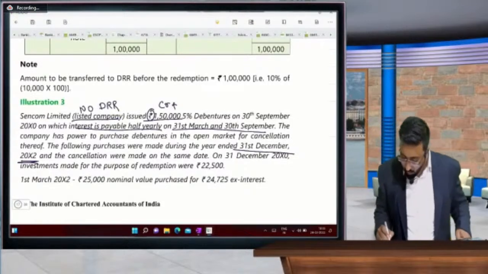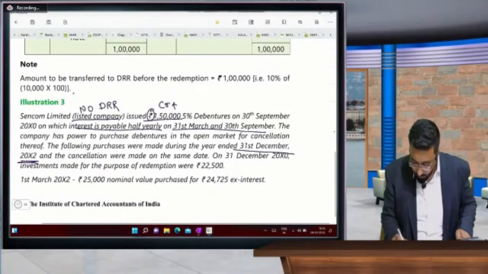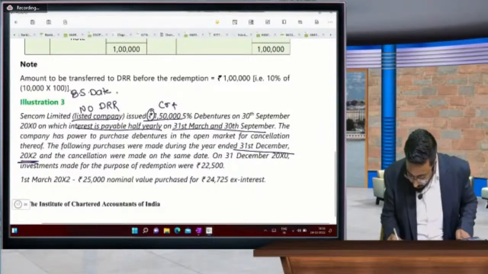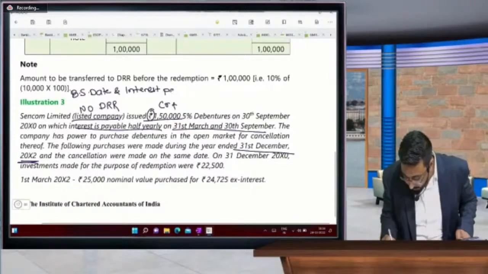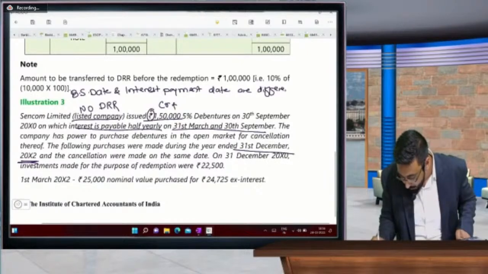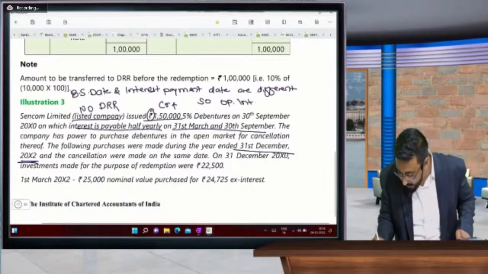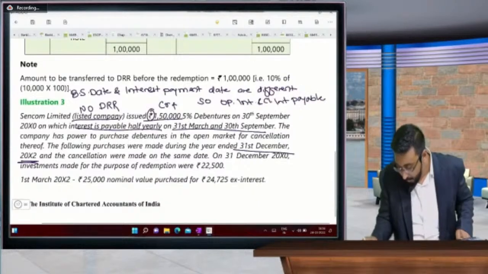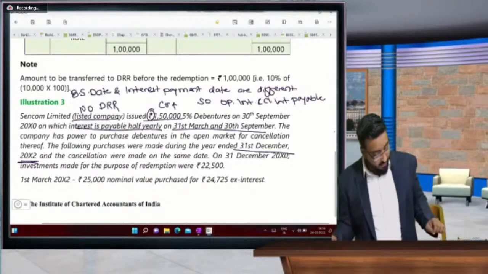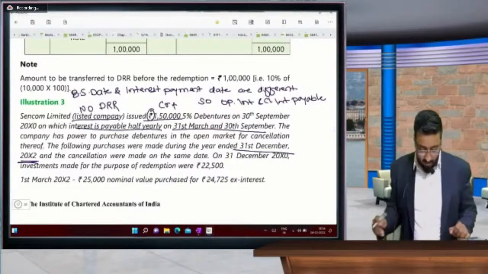So here, new concept. Write down one important point: balance sheet date and interest payment date are different. So, opening interest and closing interest payable.